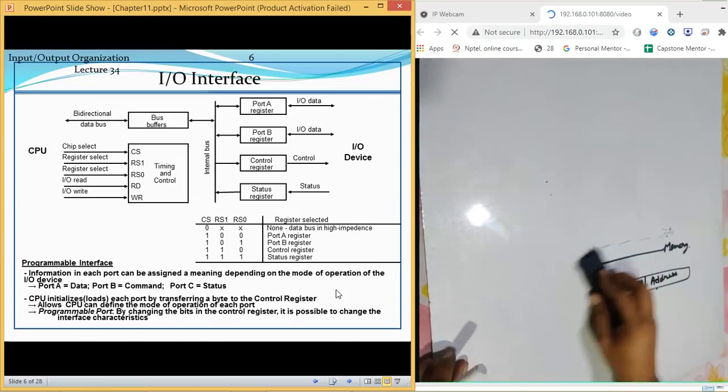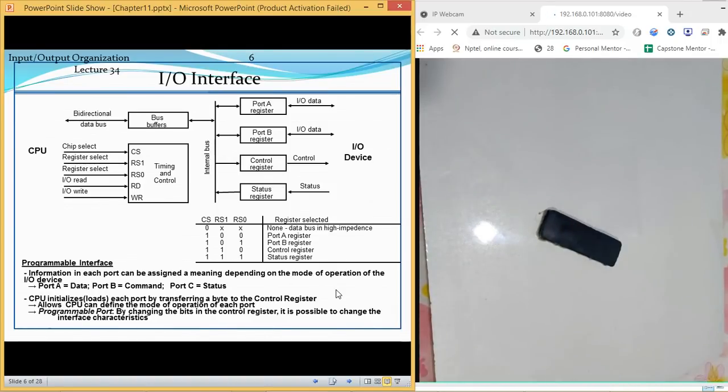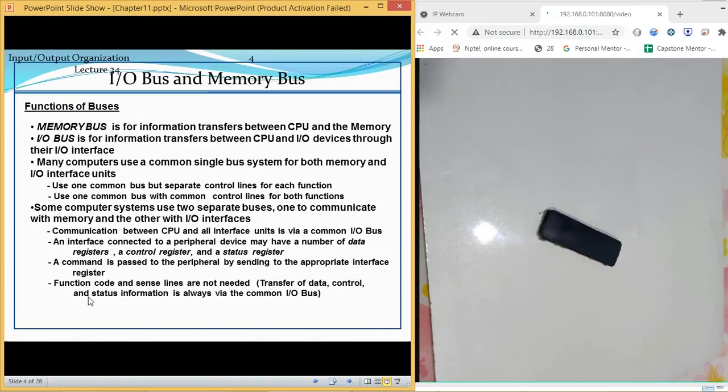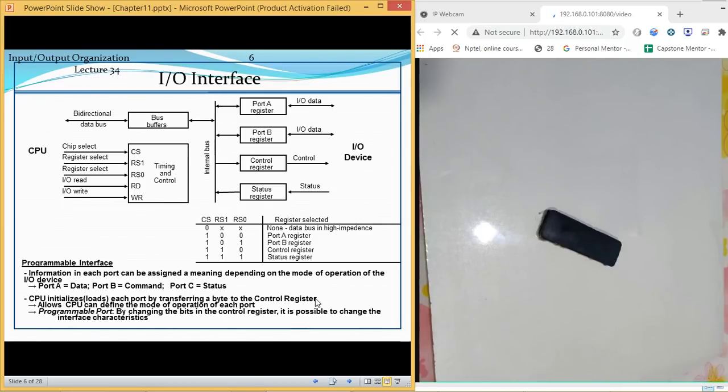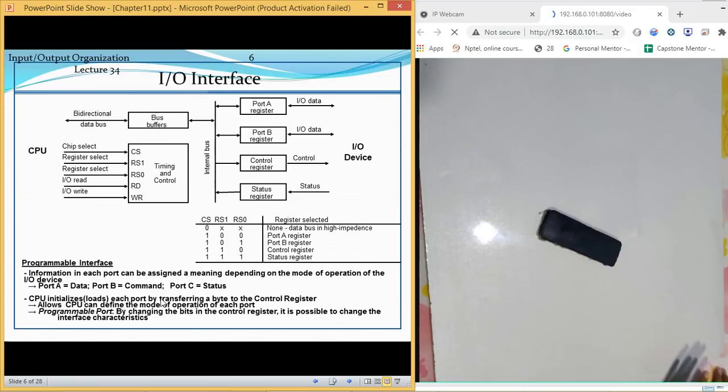So in an input output interface, there are different registers which we have, and there are different tasks related to it. So if you have read this, there is something mentioned: function, code, or sense lines are not needed in the case of the second one. The transfer of data, control, and status information is always required via common input output. So if it is a common, like in this case, we are using a memory mapped, which is a common one, we will be having a control register.